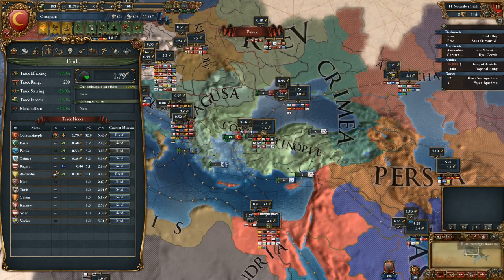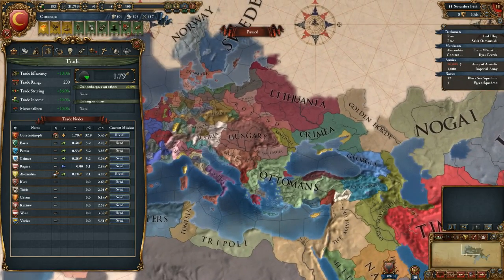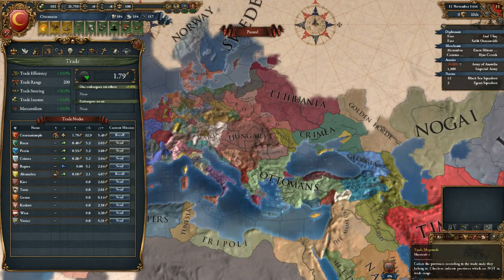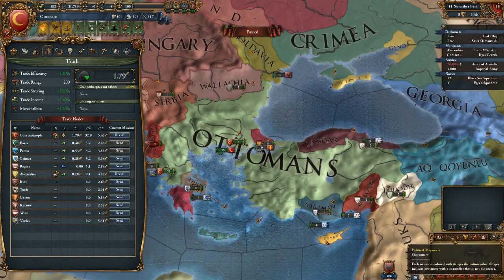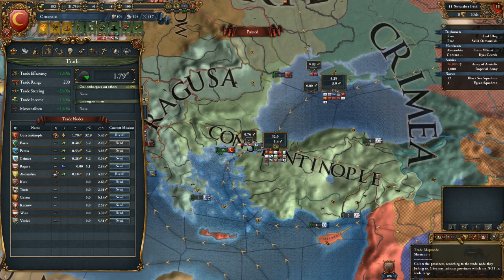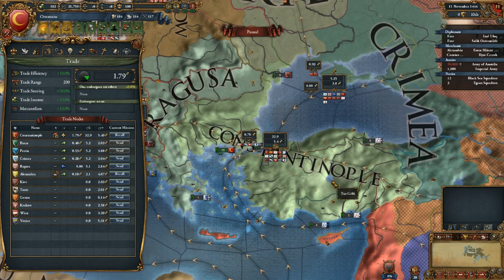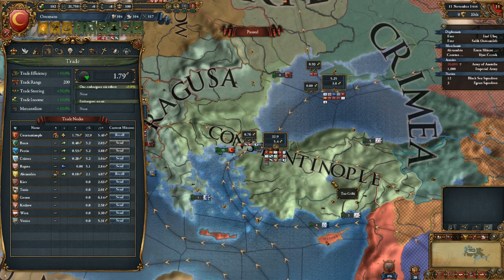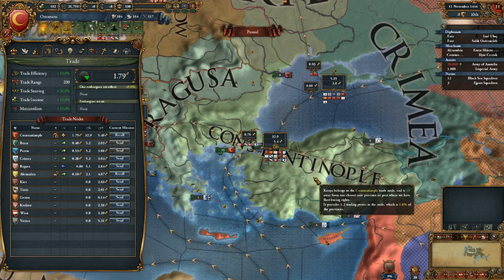You'll notice straight away that all the regions change. This is because the political map mode shows you nations, whereas the trade map mode shows you trade regions. You can see straight away that there is a lot of overlap between the Ottoman Empire and the Constantinople trade node. The Constantinople trade node is therefore very important, and maintaining a high level of power is vital for the Ottomans, as it's one of their main sources of income.